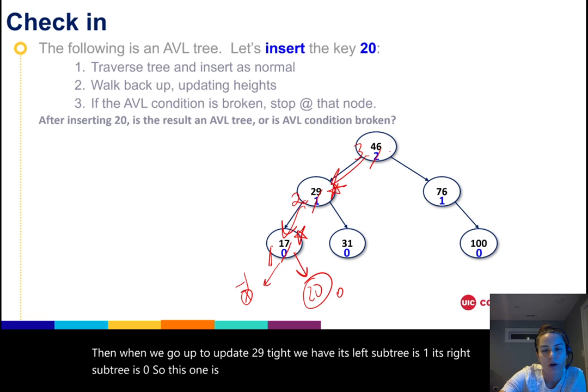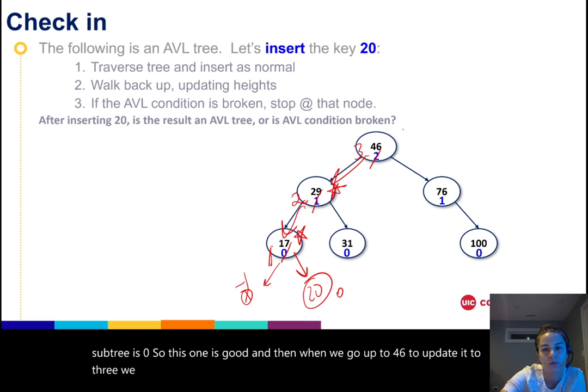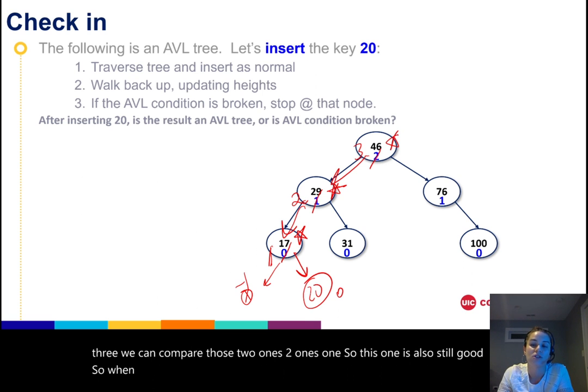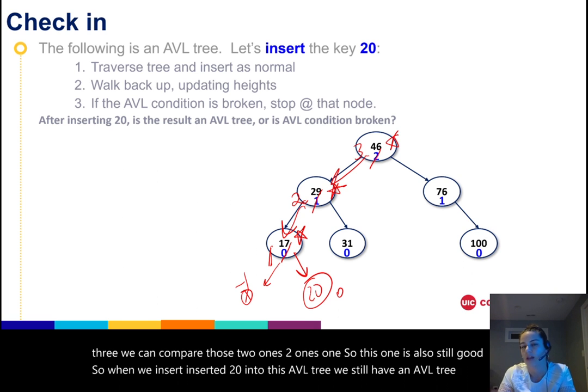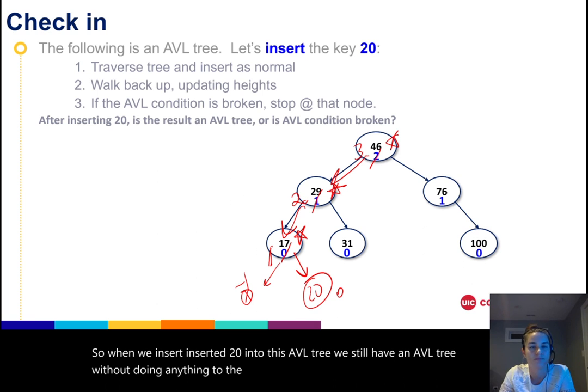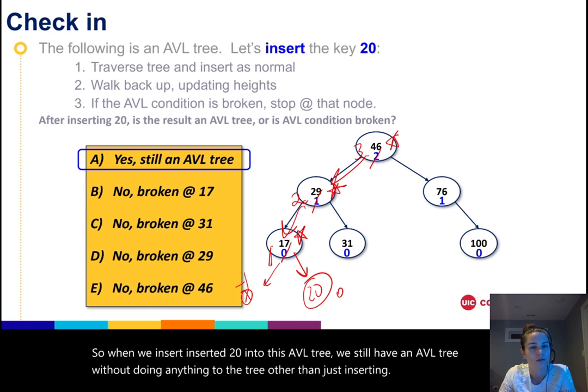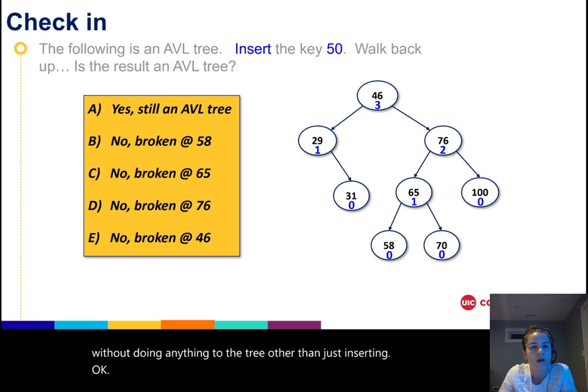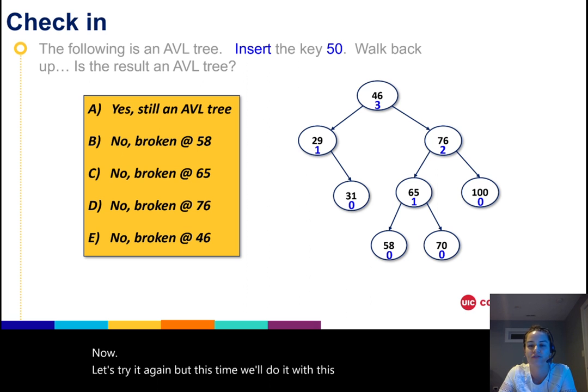And then when we go up to 46 to update it to 3, we can compare those two. 1's 2, 1's 1, so this one is also still good. So when we inserted 20 into this AVL tree, we still have an AVL tree without doing anything to the tree other than just inserting. Okay. Now, let's try it again, but this time we'll do it with this tree when we'll insert 50.